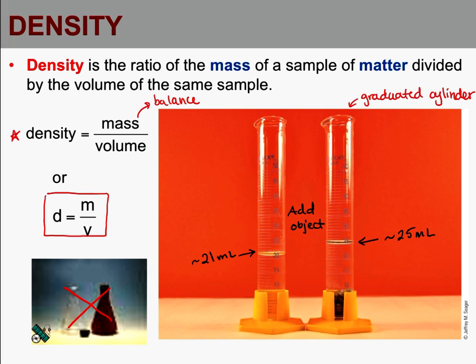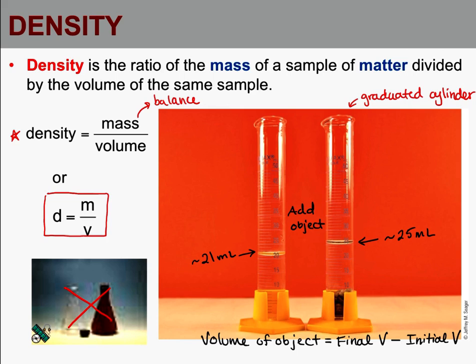So now to find the volume of the object, that will be equal to the final volume minus the initial volume. So in this case, it would be 25 minus 21, which would be equal to 4 milliliters, and that would be the volume of our object.